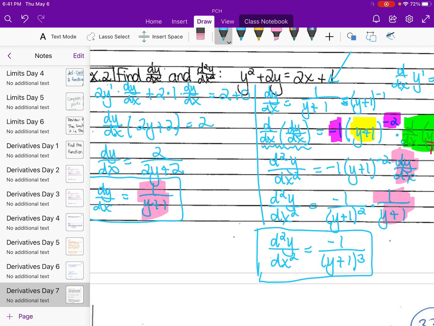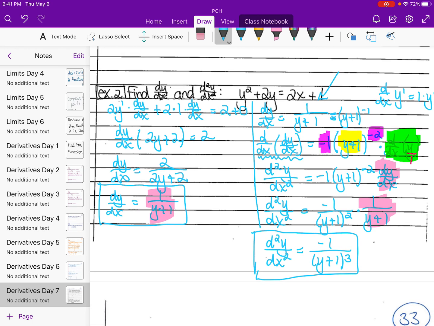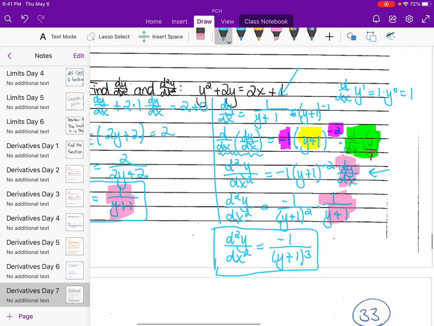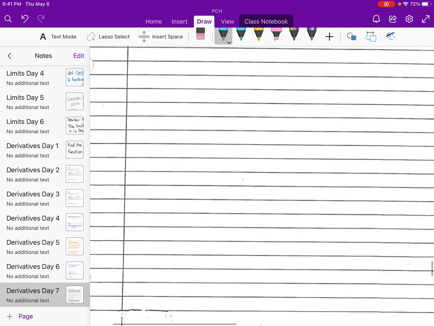All right, so that's the second derivative using implicit differentiation. So write yourself a note. You're always going to sub back in for the dy dx. Always, always, always, always in the second derivative. All right, I think this is the end.